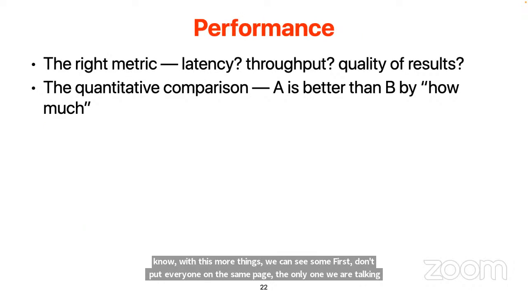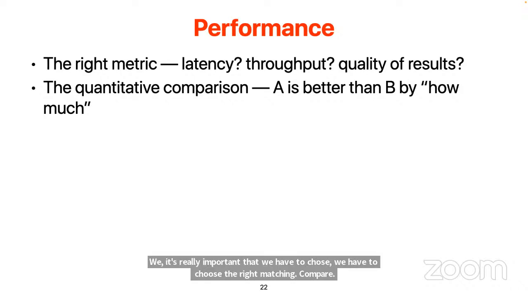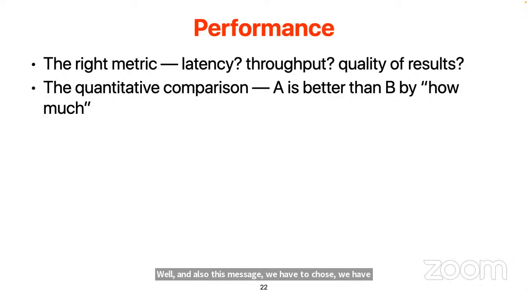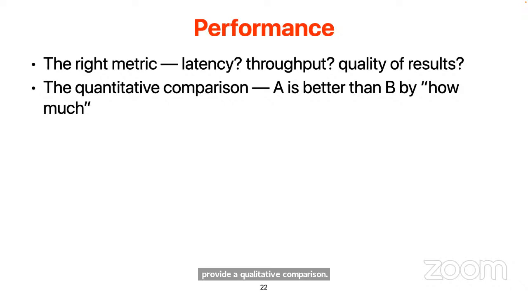So when we talk about performance, it's really important that we choose the right metrics to compare. And this metric must be able to provide a quantitative comparison. For example, quality of result is a very vague thing, right? You cannot really quantify the quality of result. So that's probably not a good enough metric in this class in particular.